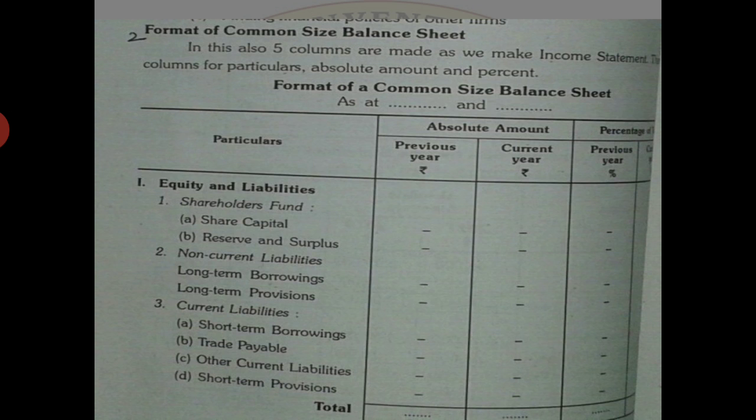You see the pro forma of balance sheet, which has already been taught in chapter 11. You will have 4 columns: particulars, absolute amount of previous year and current year, and their percentage change of previous year and current year. In equity and liabilities, you have to follow marshalling and grouping strictly. First is shareholder fund, where share capital and reserve and surplus come. Second is non-current liability, where long-term borrowings and long-term provisions are there. And third is current liability, in which short-term borrowings, trade payables, other current liabilities and short-term provisions are written.